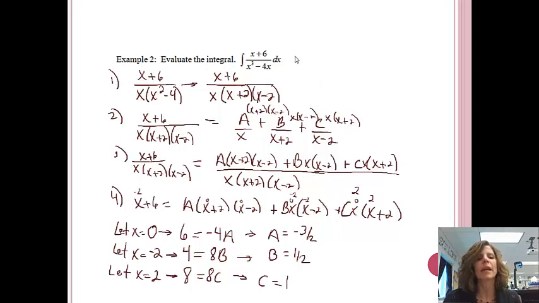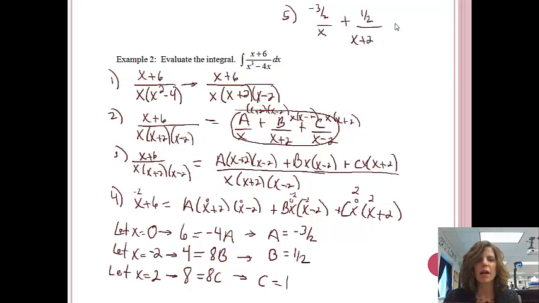All right, my next to last step is now we're just going to rewrite this problem. I'm going to come right back up into this part and put my a, my b, and my c in. So my a was negative 3 halves, so it's going to be negative 3 halves over x, plus b, which is 1 half over x plus 2, and then plus c, which was 1 over x minus 2. And now we've created 3 separate problems.